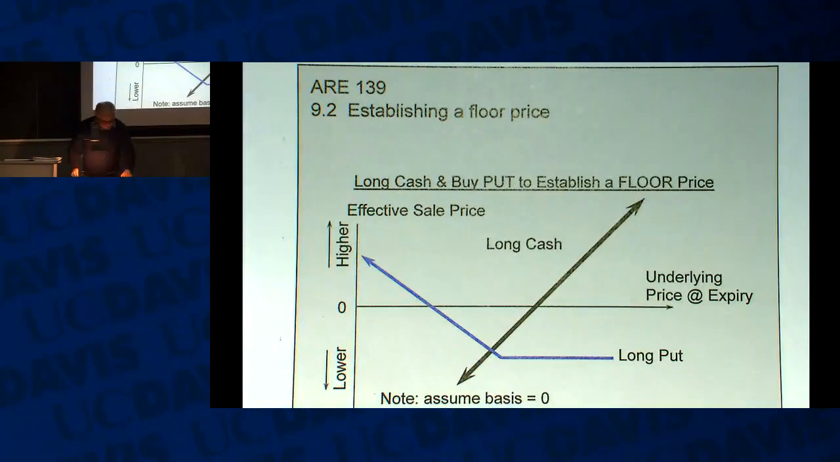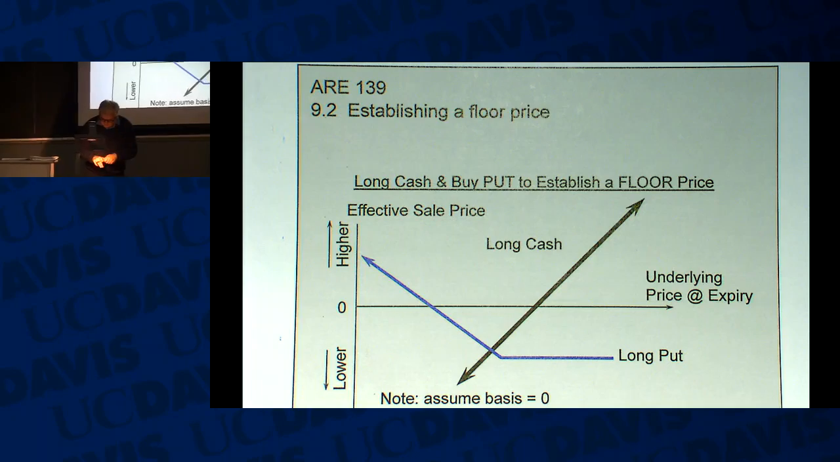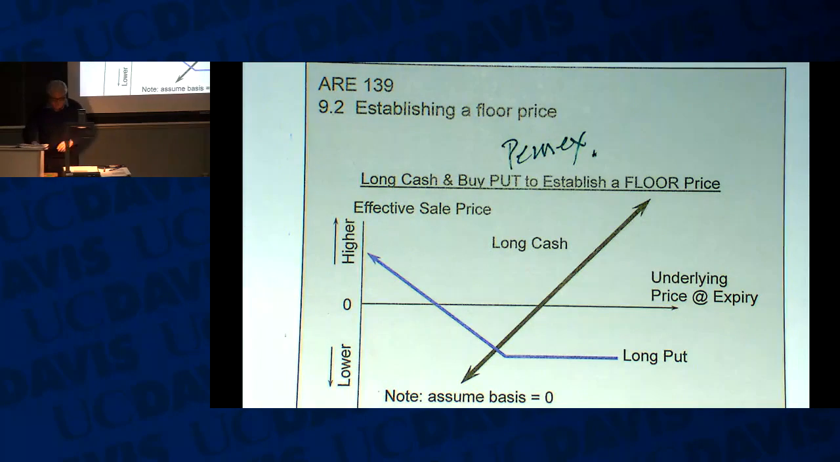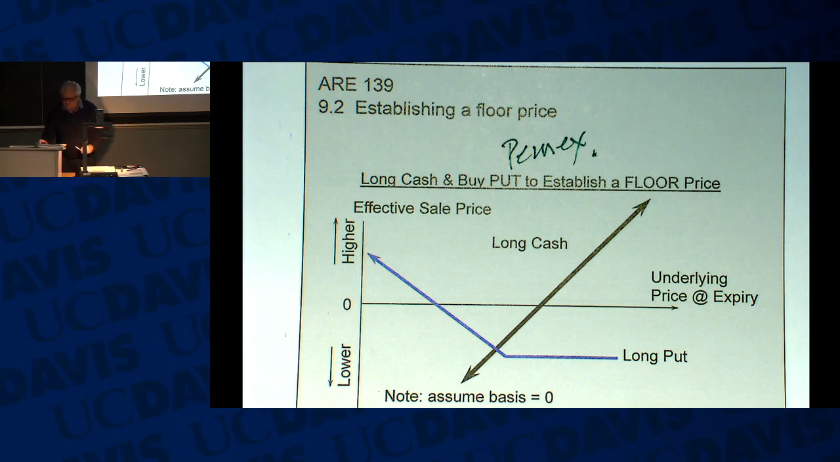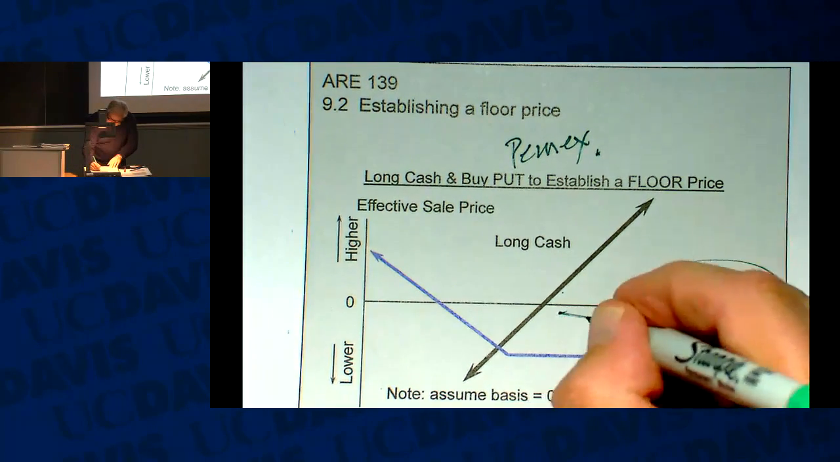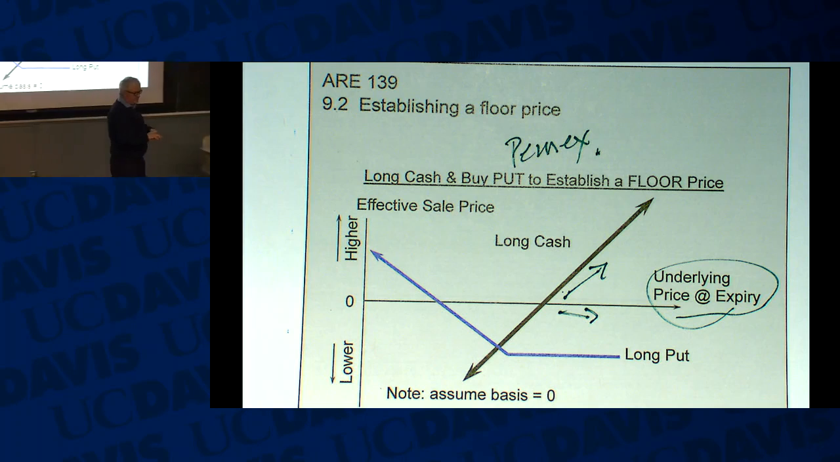So let me just skip one slide because it duplicates what we're talking about anyway. So here's an example of long cash. Okay? You're long in the cash market. So this could be Pemex, the oil company. If they're long cash, then if the price rises, here's the underlying price at expiry. If the price rises, it goes up. Okay, that oil is going to be more valuable, so they're going to make more money for the Mexican economy.